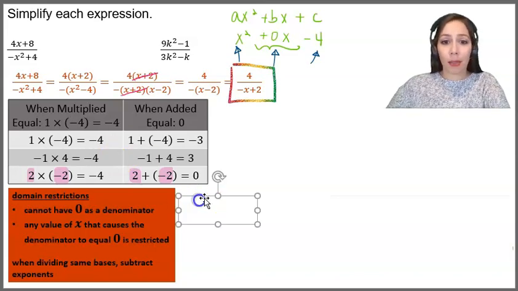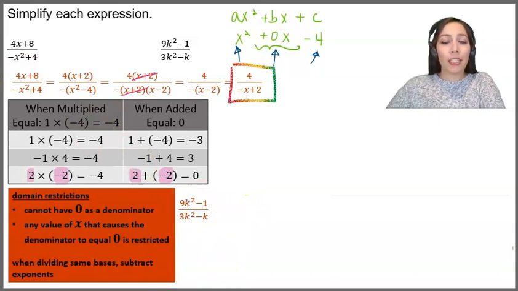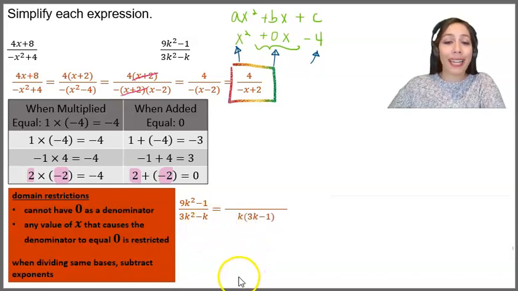Now let's look at our second problem. Our second one is 9k squared minus 1 over 3k squared minus k. Again, we're going to go ahead and pull the greatest common factor out of the denominator. 3k squared and k, we can pull a k out of each of those. So that would be leaving us with 3k minus 1. K times 3k is 3k squared. K times negative 1 is negative k.